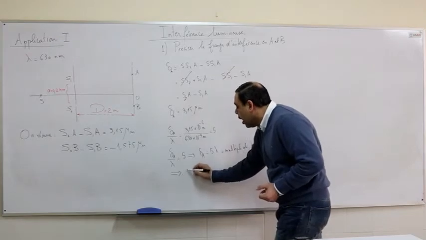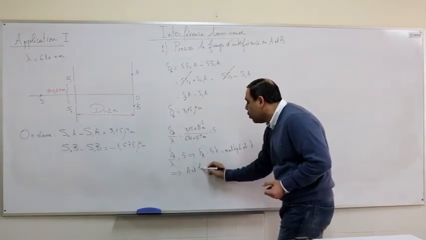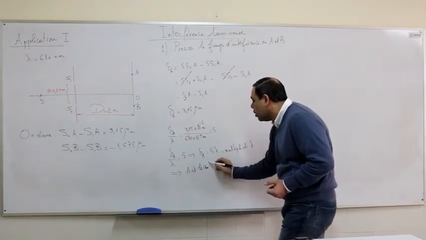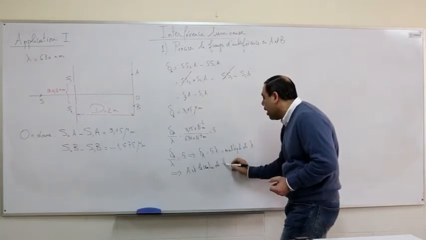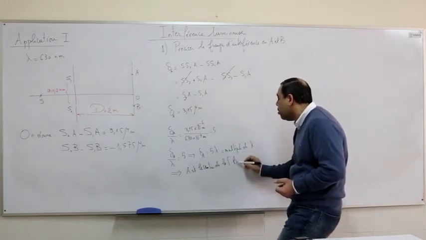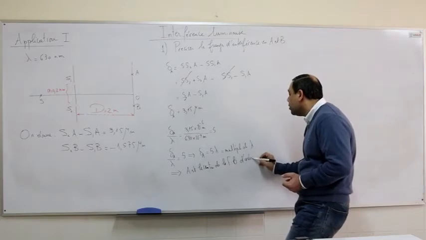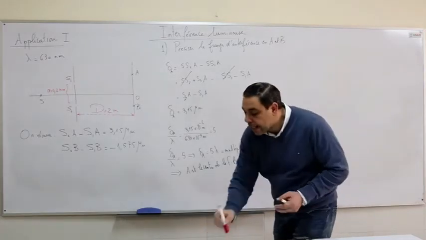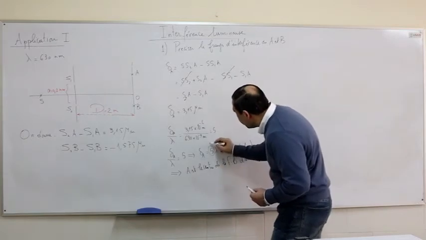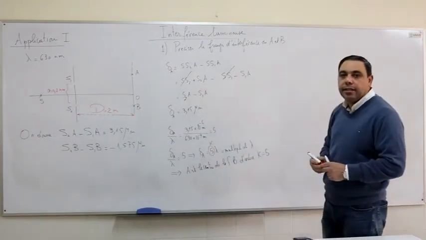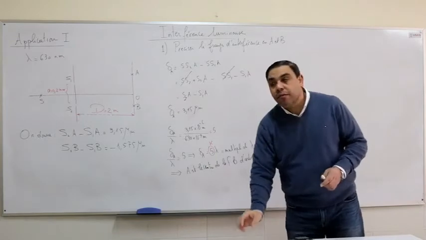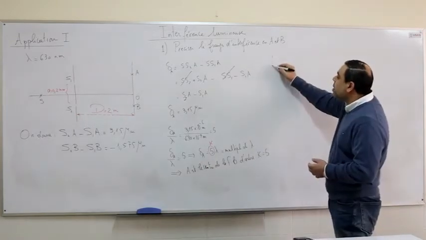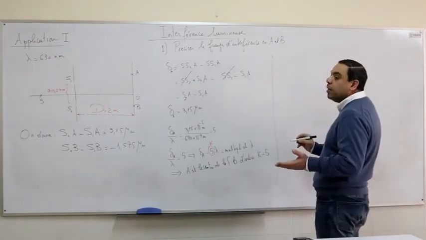Therefore, A is the center of the bright fringe of order K equals 5. This is K. In the same manner, we proceed to find the nature of the fringe at B.